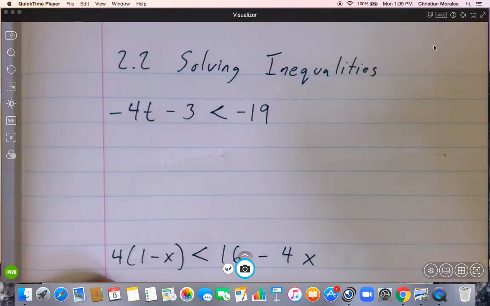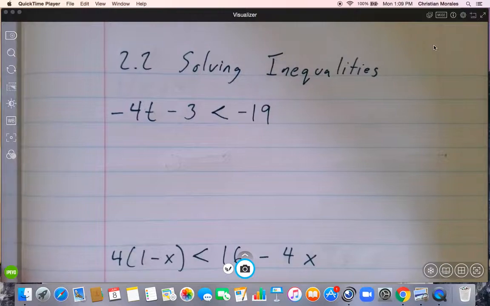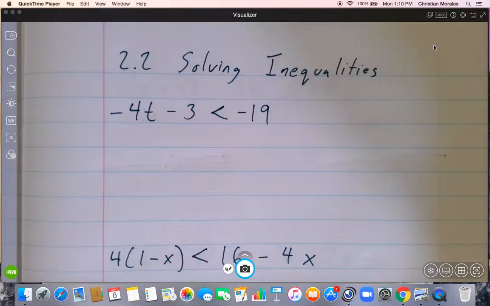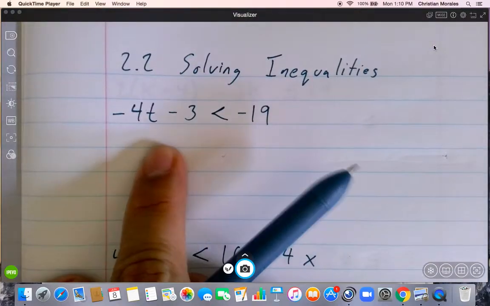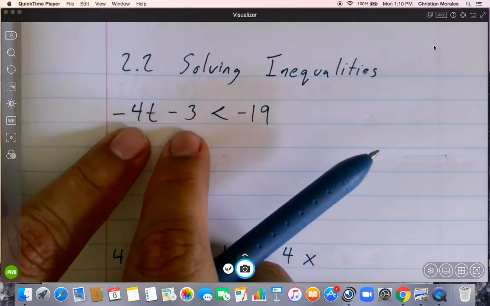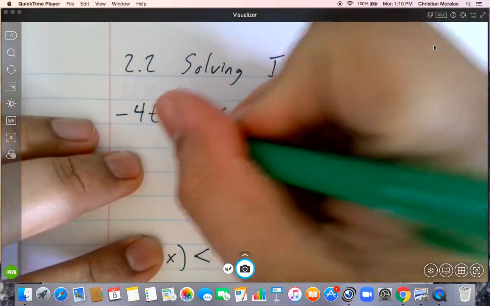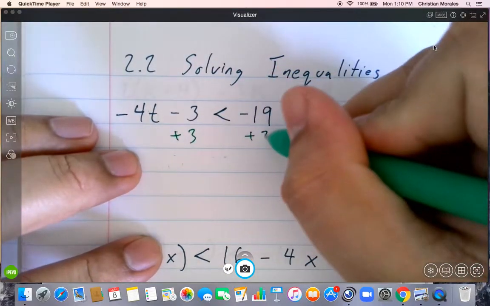All right, second lesson, solving inequalities. Now, guys, what you're going to realize right now is a lot of the rules are the same for solving equations. So here, we're going to solve for t, but we have to get rid of the -3 and the -4. Let's start by getting rid of the -3 with inverse operations. The opposite of subtracting 3 is adding 3 to both sides.